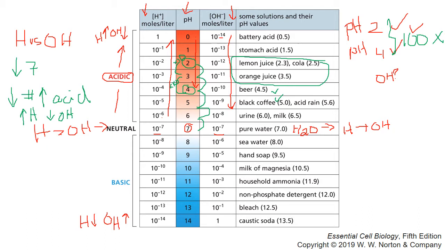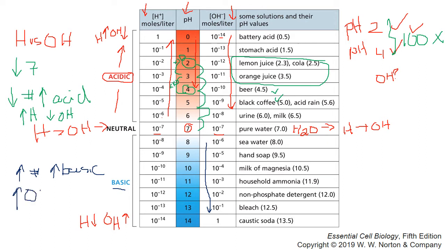Now, let's take a look at the bottom part of the chart, and that is going to be your basic or your alkaline solution. The way that one works is that the higher the number, the more basic the solution is. So anything above 7 is considered basic. The higher the number, so going from 7 to 8 to 9 to 10, the more basic or alkaline it becomes. And that is corresponded by the fact that as the numbers start to increase, we see that our hydroxide ratio starts to increase.